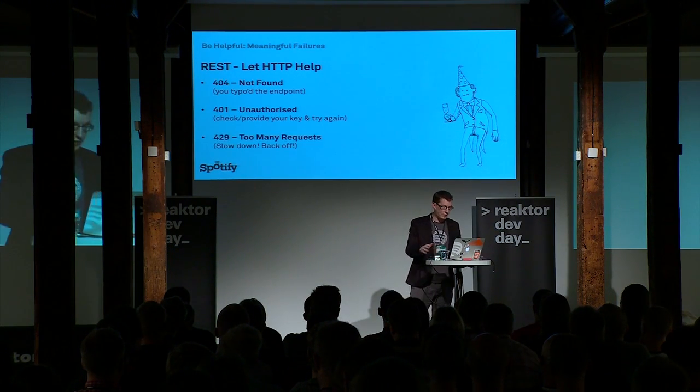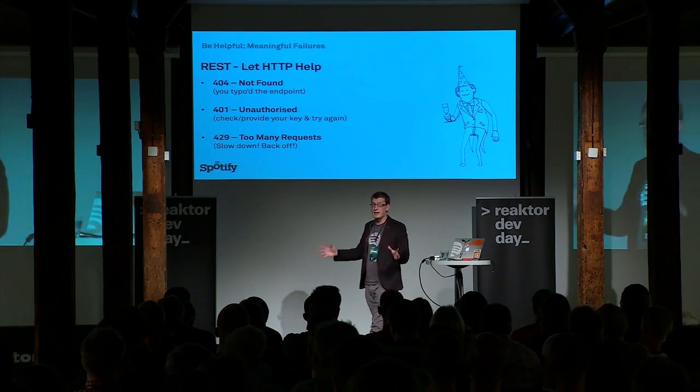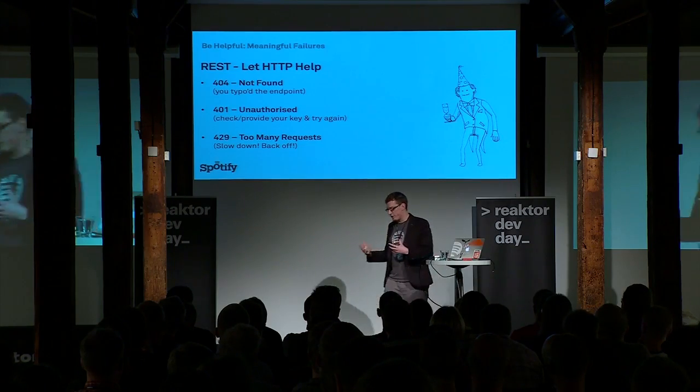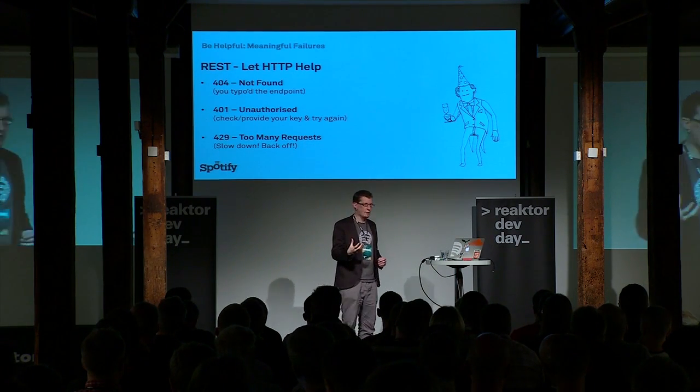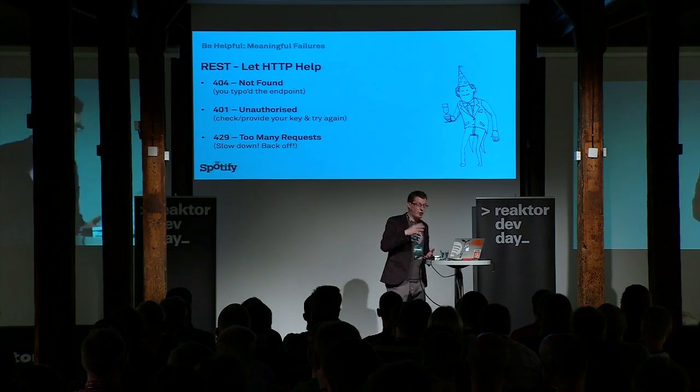This is all useful stuff. 429 too many requests. Slow down. You're hammering the server. Back off. These are baked right into HTTP. And of course, not all APIs are going to be HTTP based, but that doesn't mean you can't use these kind of response codes. Format your response with a header section. It's not difficult. A header section, and you can add these codes in.